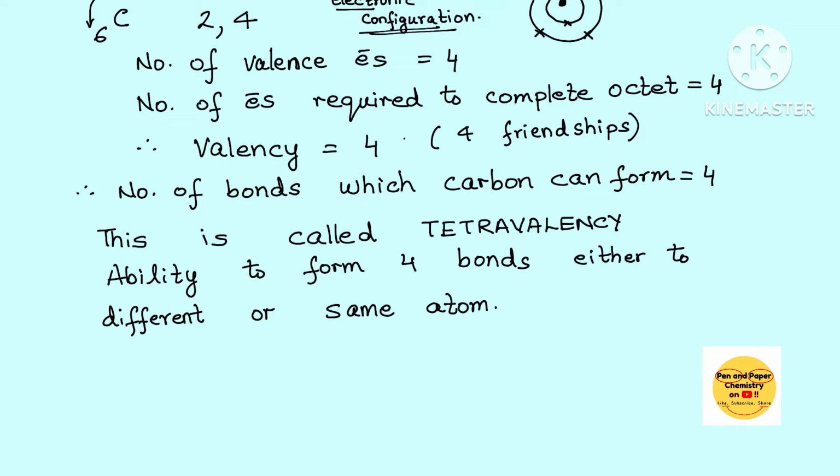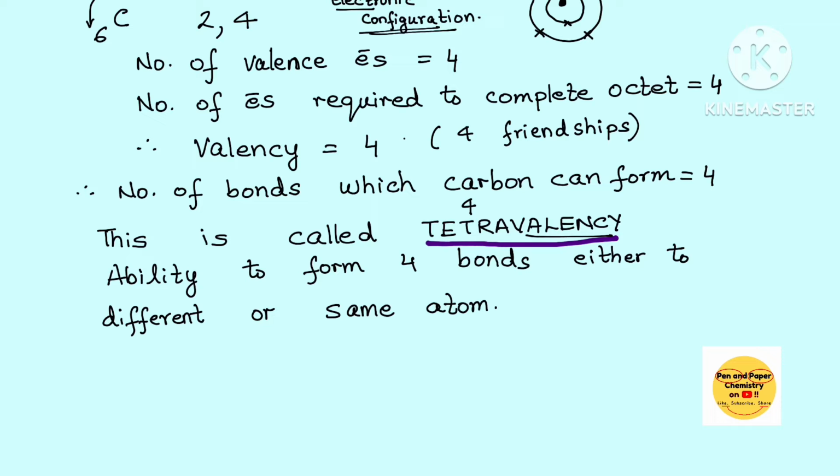4. This property of carbon is called tetravalency. Tetra means 4, valency, the number of electrons needed. So that means it needs 4 bonds in order to be stable. So please remember to highlight or underline the word tetravalency over here because it is an important term, especially when you are preparing for your examinations.